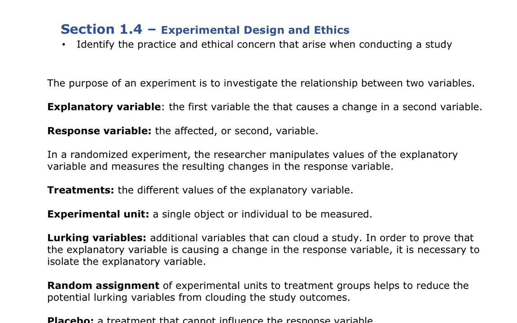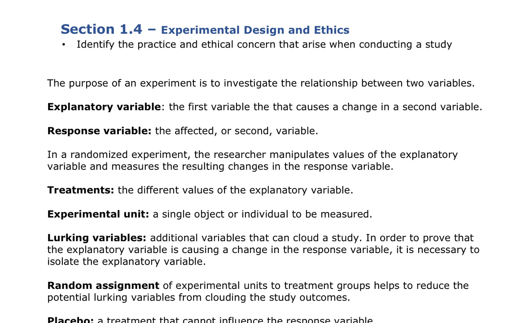We're going to talk about what an explanatory variable is, and that is the first variable that should cause a change in a second variable. The response variable is the second variable. And the purpose of experiments is to investigate the relationship between these two variables. Now, in a randomized experiment, the researcher is always trying to find how the explanatory variable is affecting the response variable, and we're measuring the results.